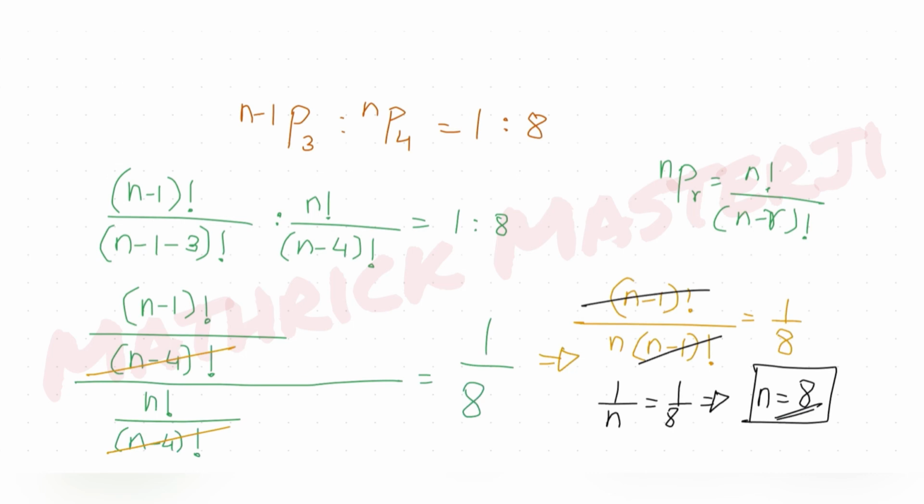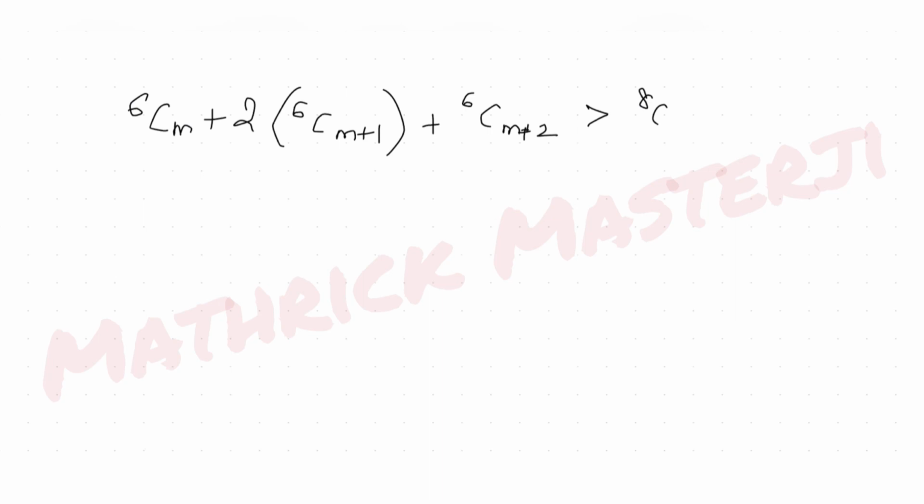Now let's try to find the value of m from the other equation given to us. It says 6Cm + 2 times 6C(m+1) + 6C(m+2) is greater than 8C3. So I have this entire condition given to me. If I try to split it, I can write the 2 times as two separate terms: 6Cm + 6C(m+1) + 6C(m+1) + 6C(m+2), which is greater than 8C3.